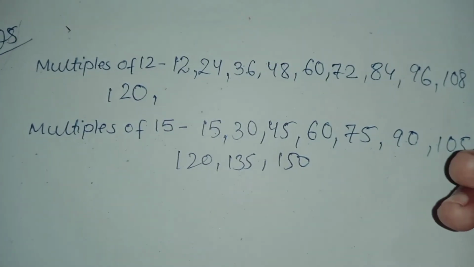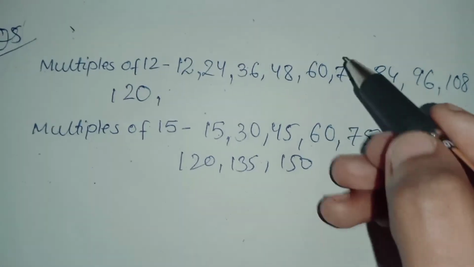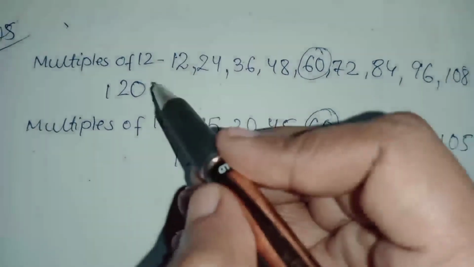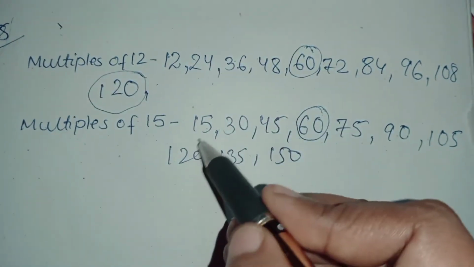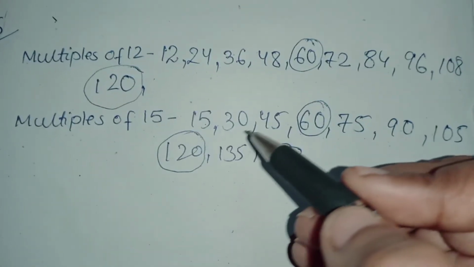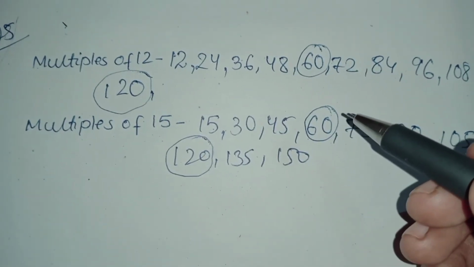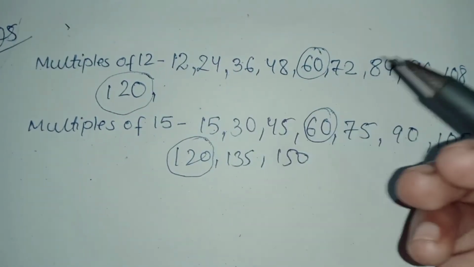Now let us see if any common multiple is there or not. You can see that 60 is common, and 120 is common. But in the question it is written that we have to find 3 common multiples, and we have got just 2 common multiples. So we have to write more.